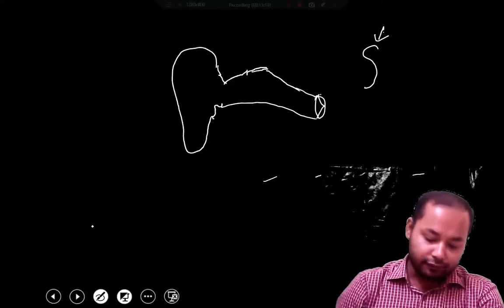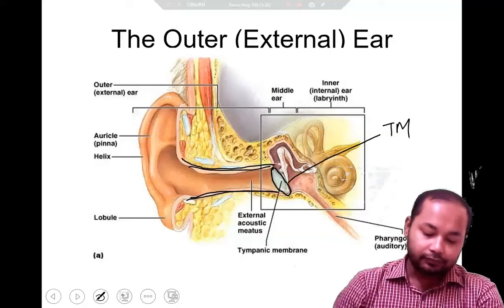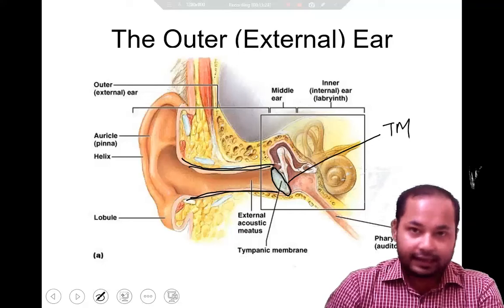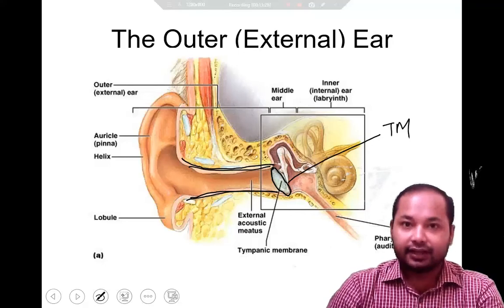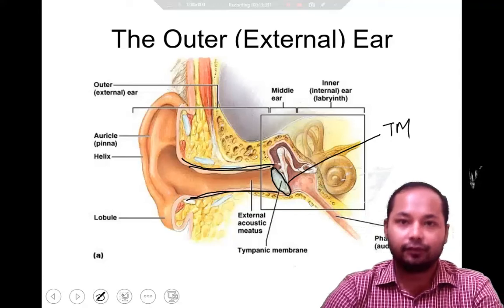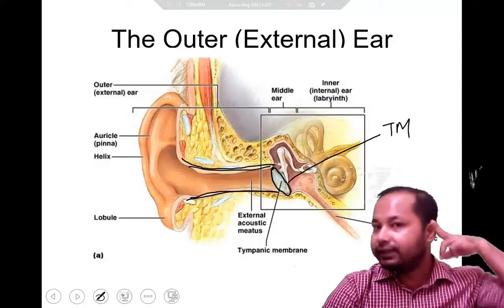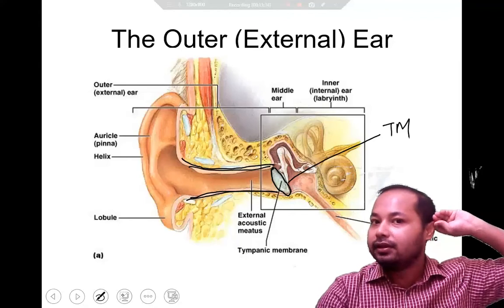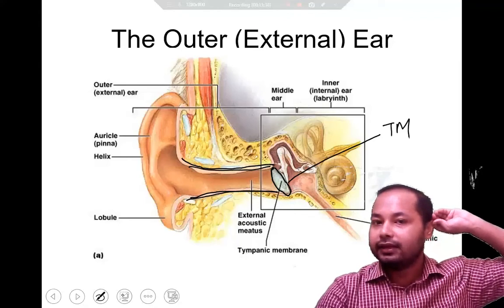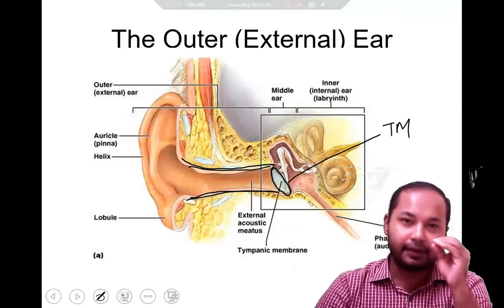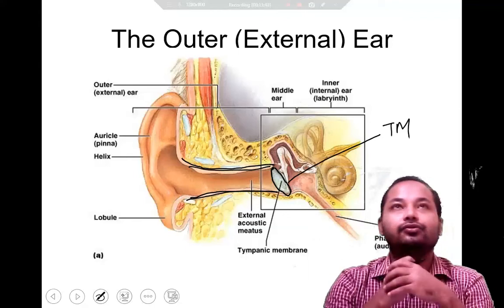Now going forward in this slide, this canal, as I have told you, is not a direct, straightforward channel. It has an S-shaped curve. To maneuver that, you have to simply hold your pinna upwards and backwards, and then you can see the tympanic membrane. You can peep in with the help of an external light source also.